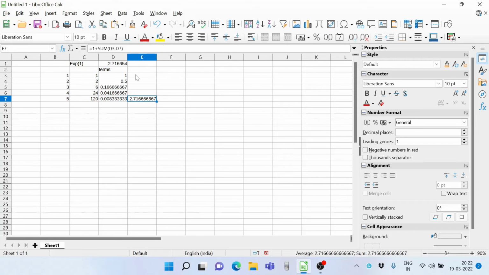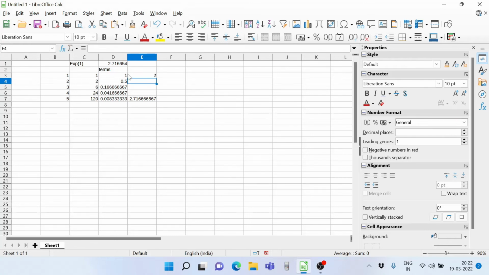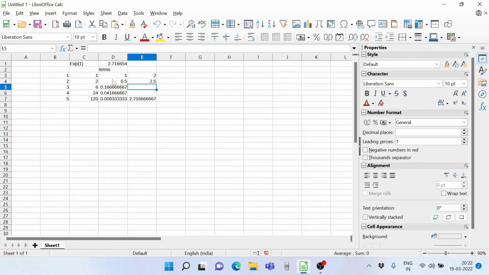Now, what if we calculated the value of the exponential using only the first term, how much would its value be? So it would be 1 plus the first term. Now what if we calculated the value using the first two terms? So it would be the previous term plus the second term. And let's do it. This would be the value for the third term, and this would be the value for the fourth term.